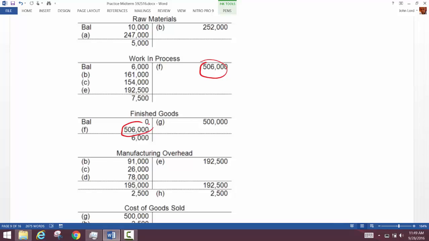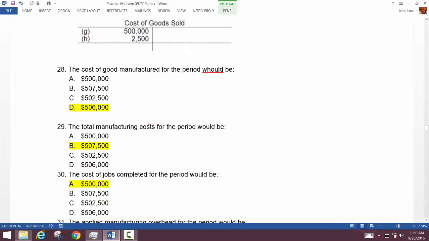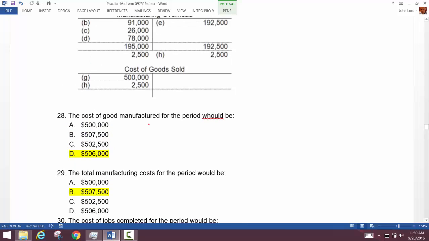That's so unexciting, you have to do one more, don't you? Okay, so why don't you go ahead and take a look at this number 29 now? We just did 28. 29, the total manufacturing cost for the period. How are you going to get that one?